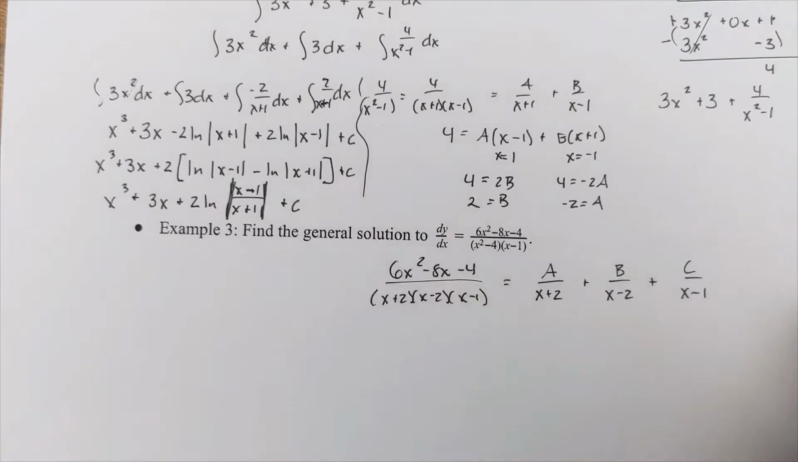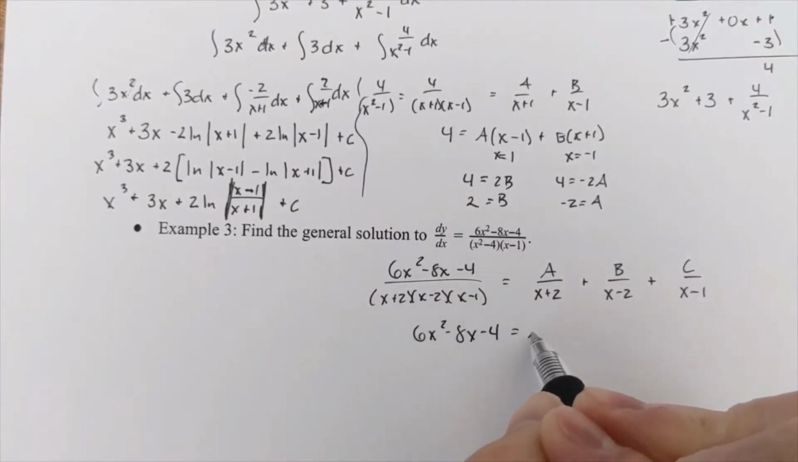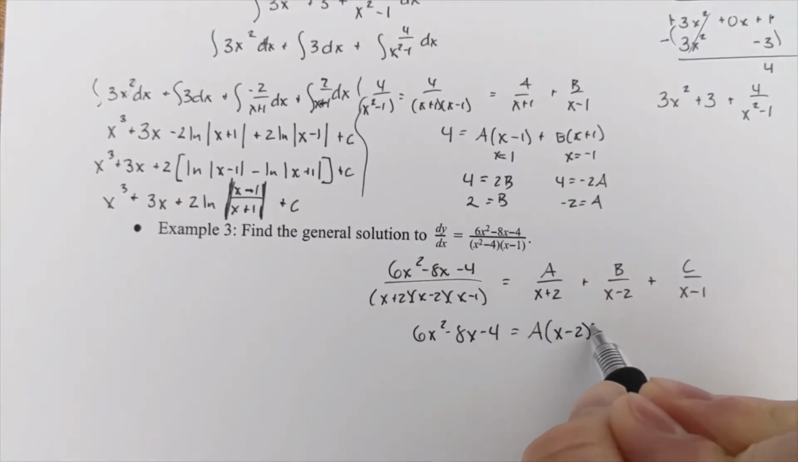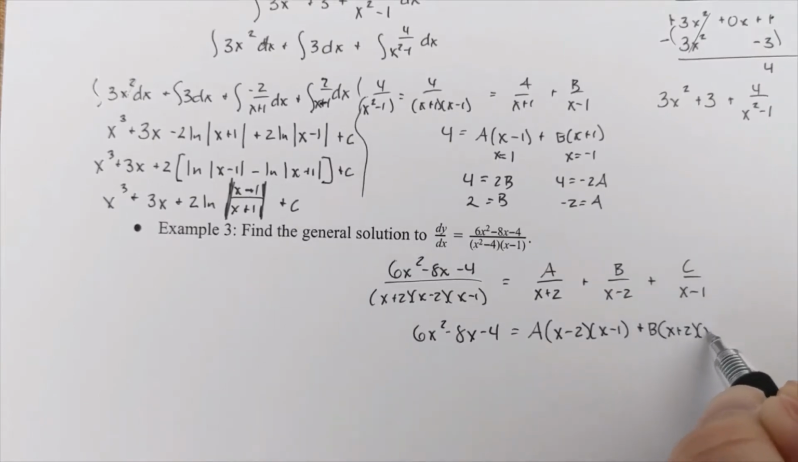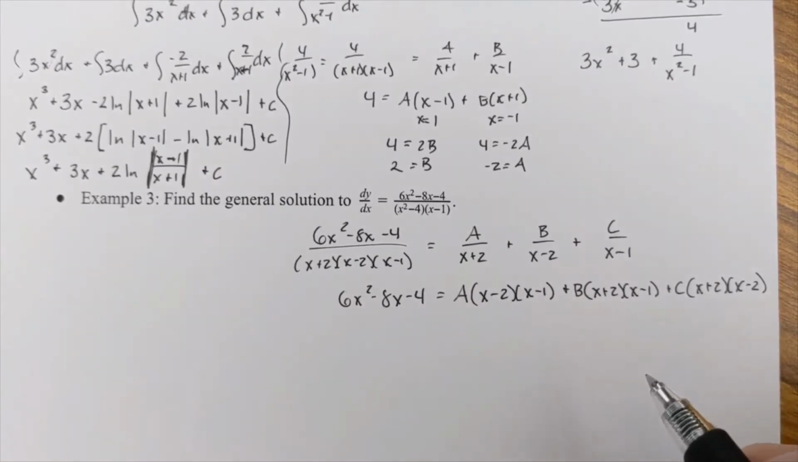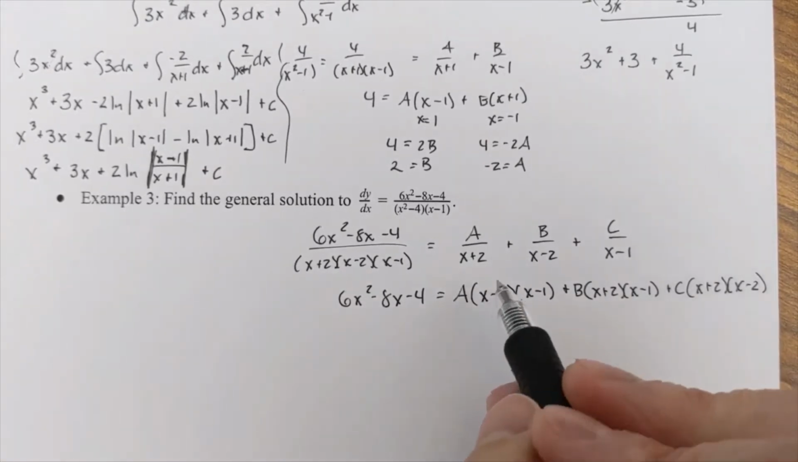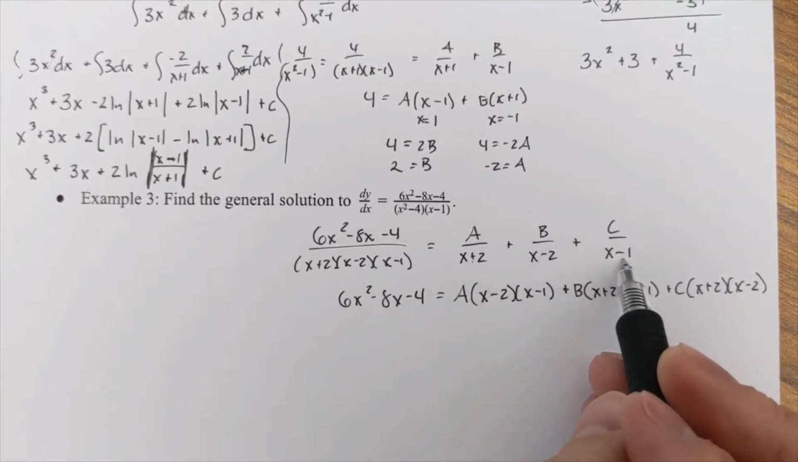So when I get rid of the denominators, this side is always just what the original numerator was. The A is going to be stuck with the (x minus 2) and the (x minus 1). The B will have the (x plus 2) and the (x minus 1). And the C will have the (x plus 2) and the (x minus 2). Each numerator gets the other denominators. Okay, so we'll do this a little bit differently. We're going to use negative 2, positive 2, and 1.